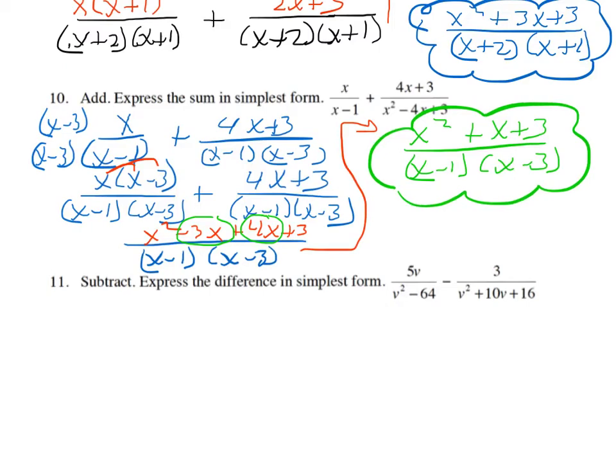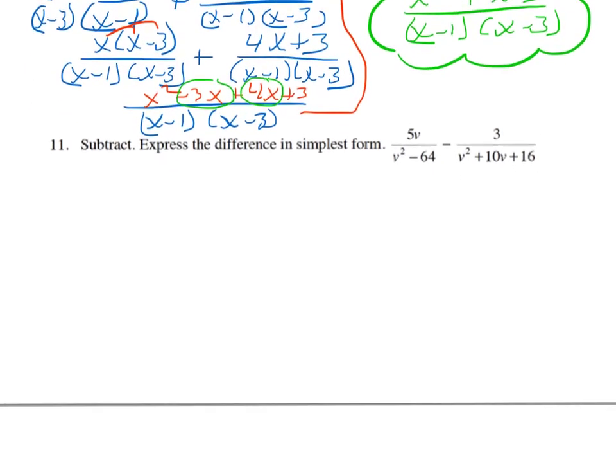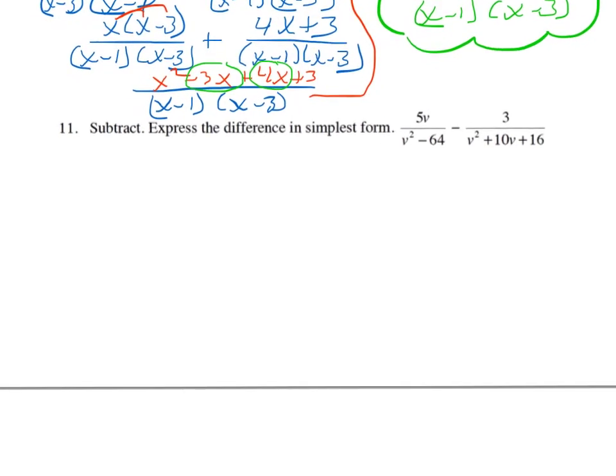For problem number 11, this time I'm subtracting. As I subtract, the first thing I need to do is ask, can I factor this? No. Can I factor this? Yes. I have a v squared minus 4. What does that look like? Well, I have a perfect square here, a perfect square there, and that's a difference sign. So that's a difference of two perfect squares.